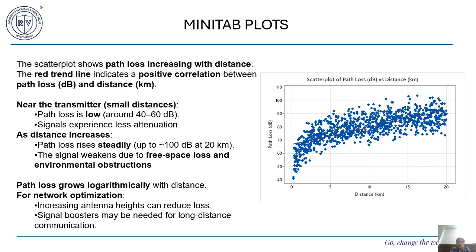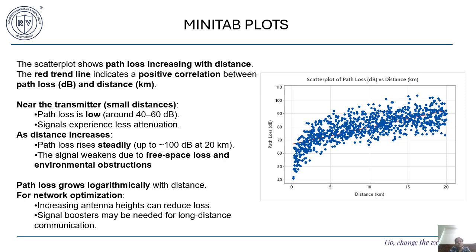So the MINITAB plot. The first and the most important plot that we are looking for is the scatter plot of path loss versus the varying distances between the receiver and the transmitter height. The scatter plot shows the path loss increasing with distance. The red trend line indicates a positive correlation between path loss and distance. So path loss is low, around 40 to 60 decibels, and the signal experiences less attenuation, but it rises steadily, and because of free space loss and environmental obstructions, the signal weakens. So path loss grows logarithmically with distance.